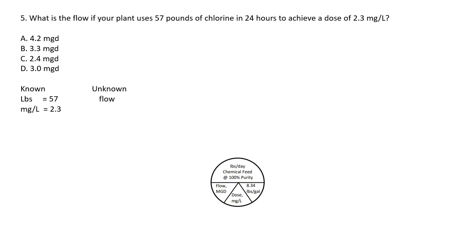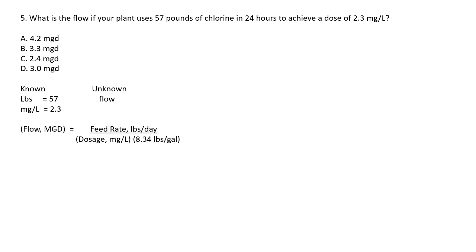Anytime your knowns and unknowns are pounds, milligrams per liter, and flow, you're going to be using the Davidson pie chart. So here's the Davidson pie chart. Pounds per day chemical feed 100% purity is on top, divided by the flow million gallons a day, dose milligrams per liter, and 8.34 pounds per gallon, your bottom pie wedges. What we don't know is the flow. So to solve for one of the pie wedges below the horizontal line, we're going to divide the two known pie wedges into the quantity of pounds above the horizontal line.